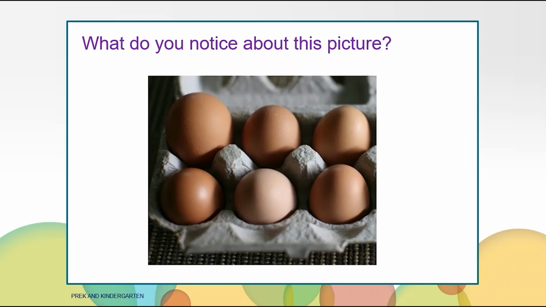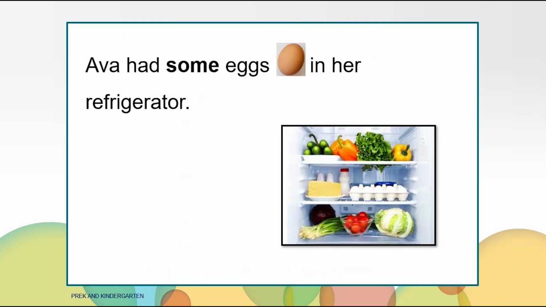What do you notice about this picture? This is a half dozen of eggs. A half dozen of eggs is 6 eggs. Some are bigger than others. Picture in your mind what is happening while I read the story to you.